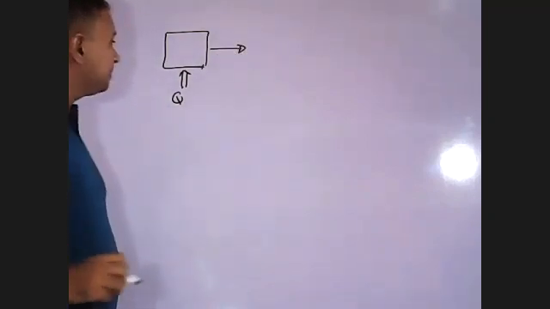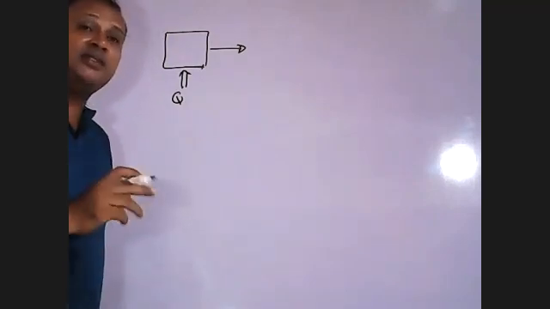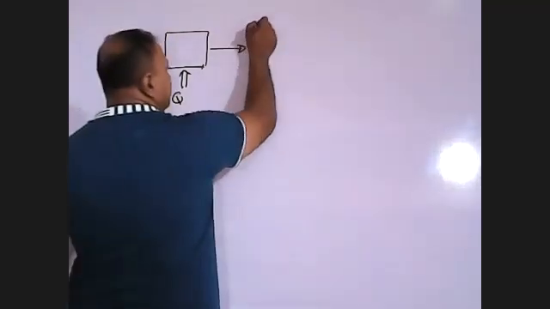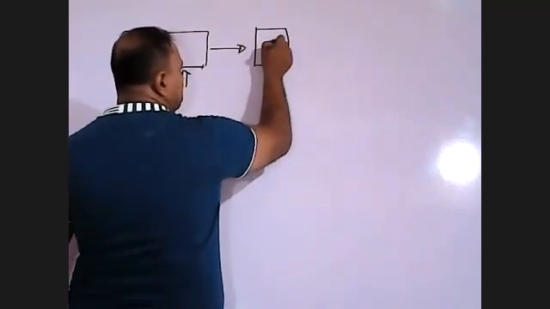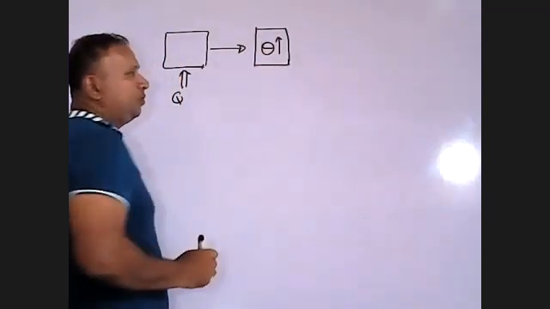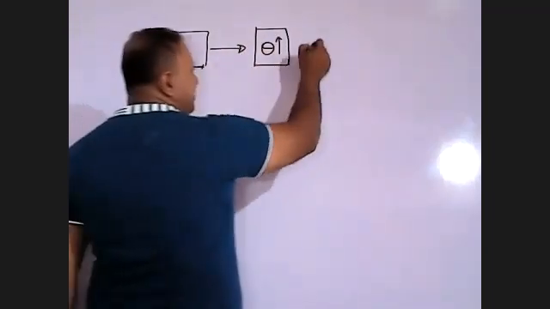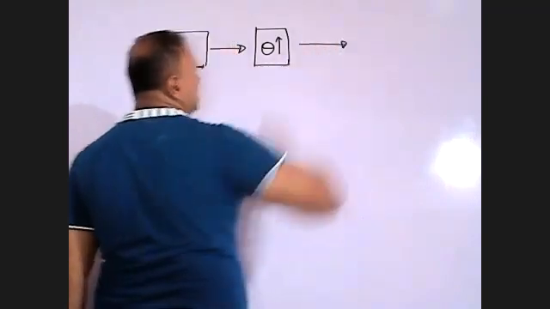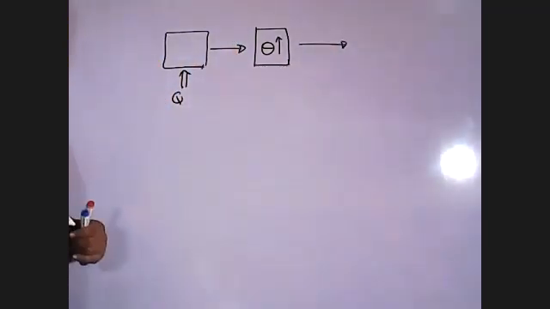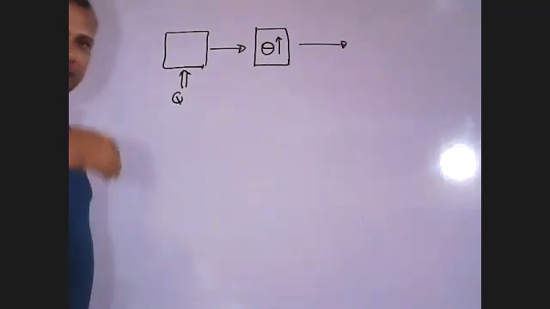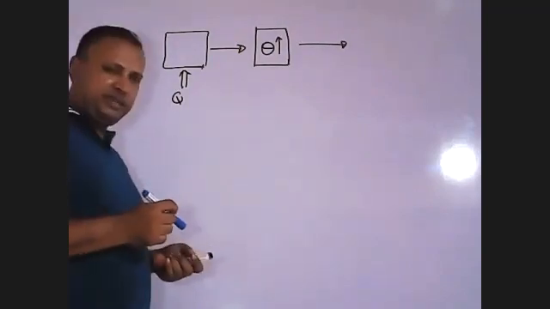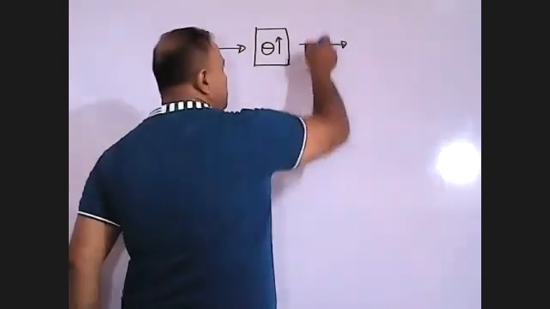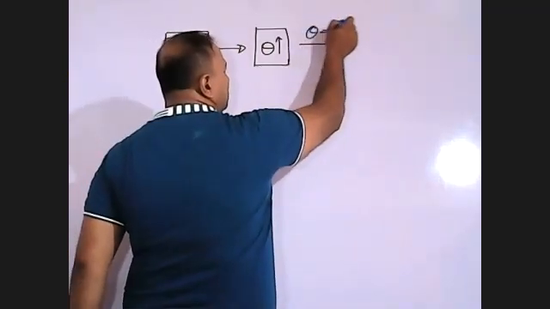Then the first thing that happens is the temperature of this solid object increases. After some time, it comes to a certain point. At this point, the temperature doesn't change. It's a constant.